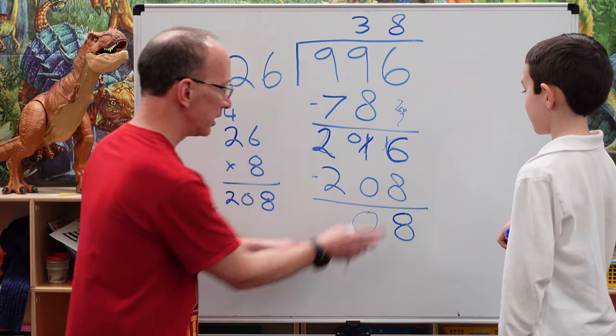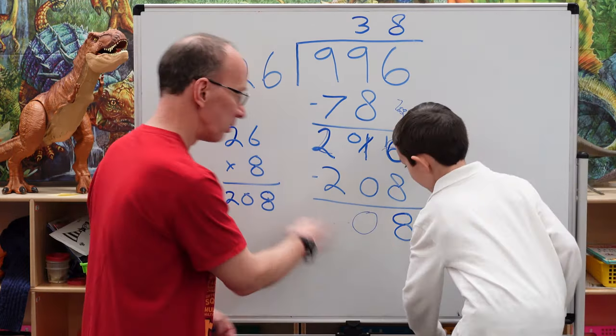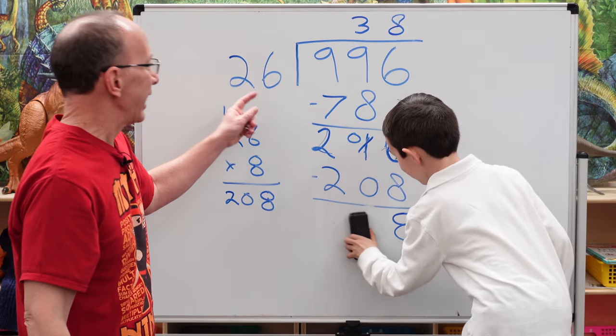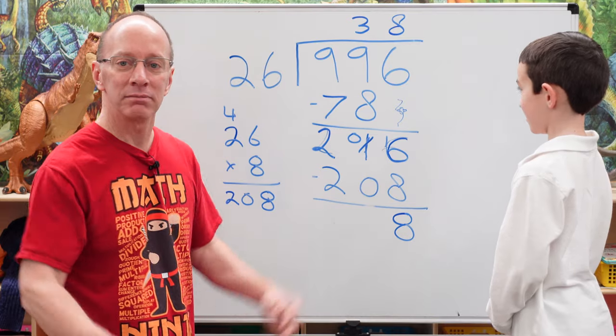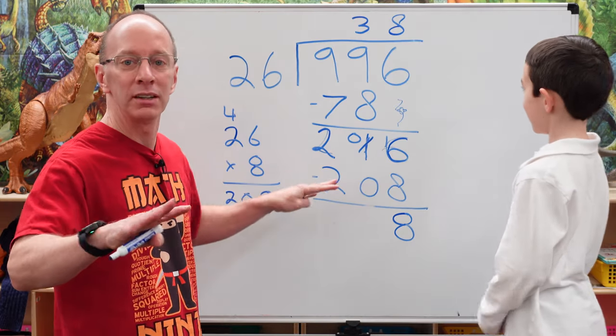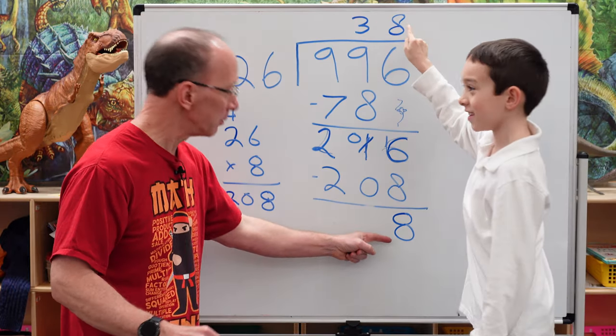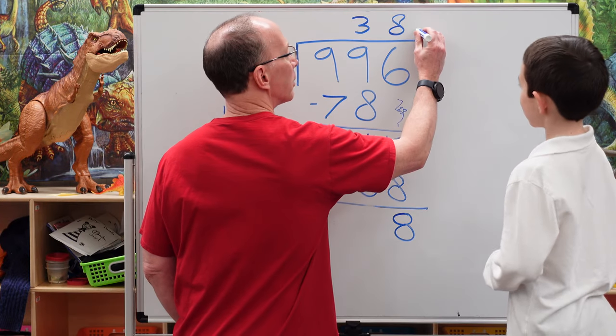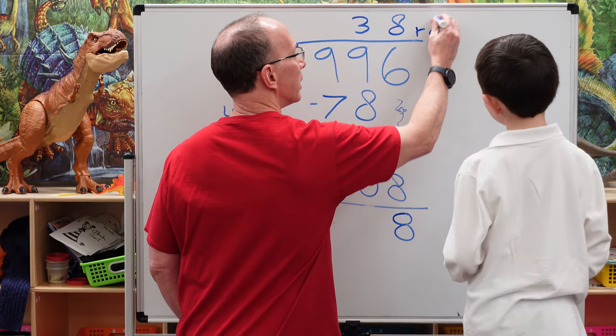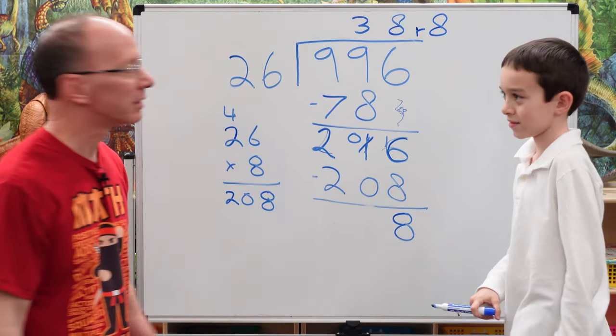We don't need to put in 0. Just erase that. I can't go any farther. 26 cannot go into 8. Just can't go. We're done. But we have to use that as a remainder. So I'm going to put a little R up here. Remainder 8. There's our answer.